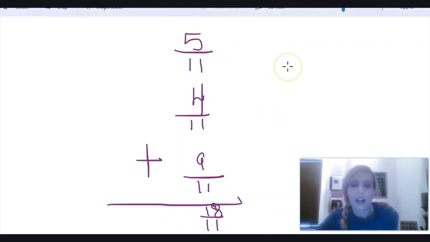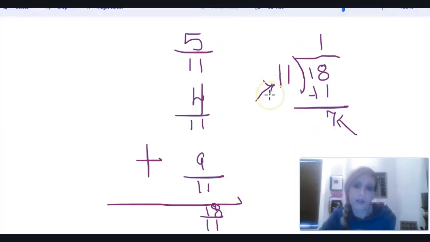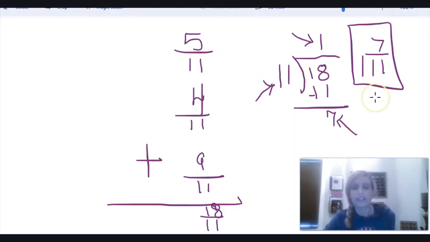That won't work. I'm going to need to divide. Smaller number goes on the outside, larger number on the inside. How many times will 11 go into 18? Just 1. 1 times 11 is 11. Subtract, and I'm going to get a 7 here. And my numerator, denominator, whole number, okay? So when I write this as a mixed fraction, I'm going to write my whole number as 1, my numerator as 7, my denominator as 11. And that is it. I cannot reduce it, so my final answer will be 1 7/11.